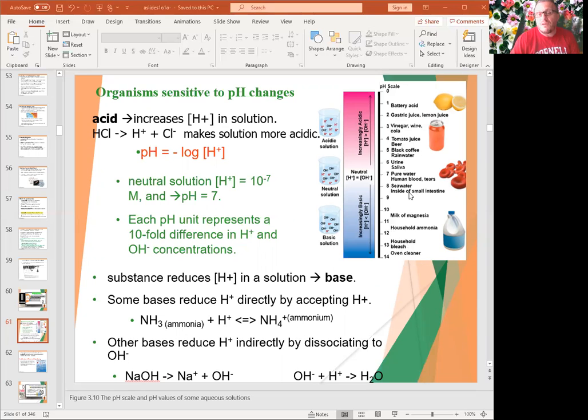Pure water is 7, which is neutral, and seawater is 8. Milk of magnesia is 10. Bleach is 13. Oven cleaners are 14. So the scale goes from 0 to 14, and this concludes our chapter 3, water and life.